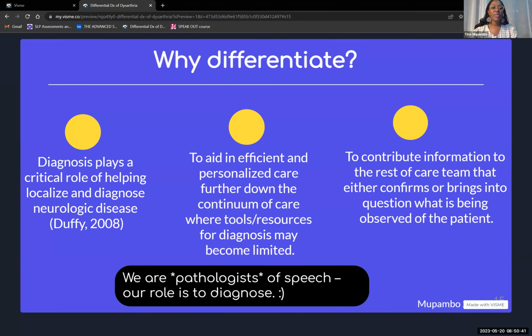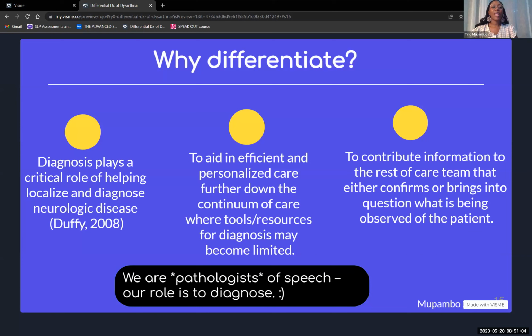And then the third is we want to contribute information to the rest of the care team, right? That either confirms or brings into question what's being observed. So we talked about that as well. And the last is bolded in black there. We are the pathologists of speech. Our role is to diagnose. It is our job to diagnose. And so the reason we have that title is so we can make those differentiations. And so whenever we can, we should.